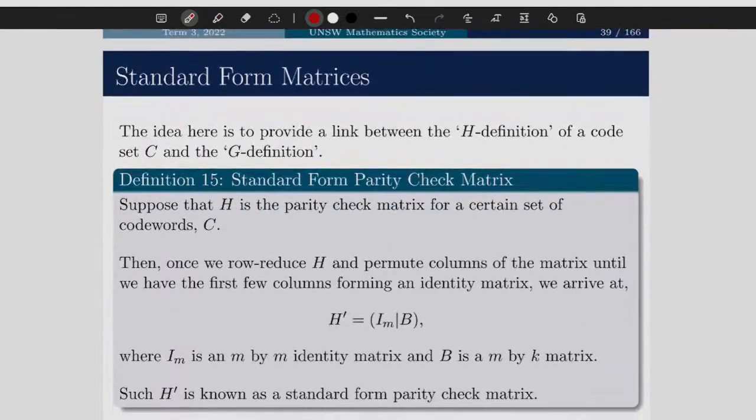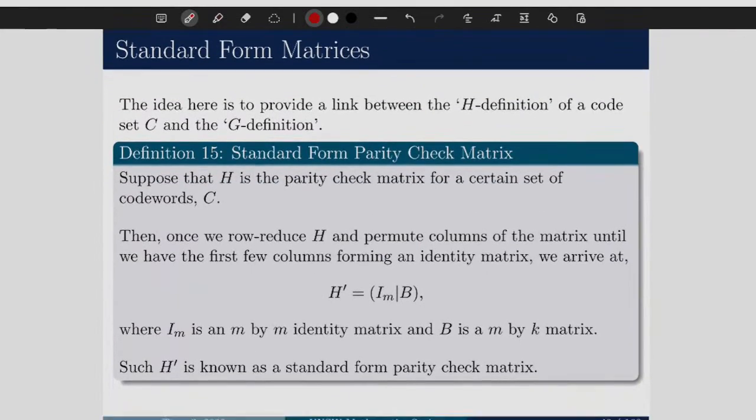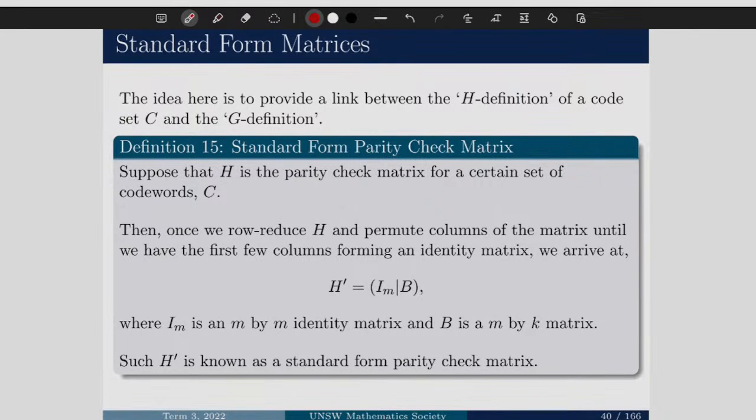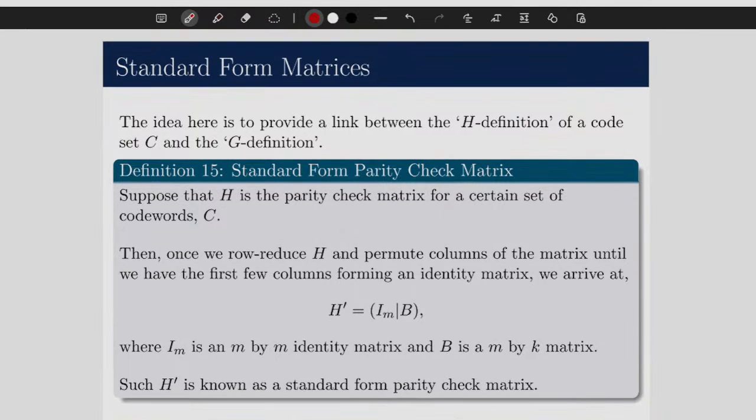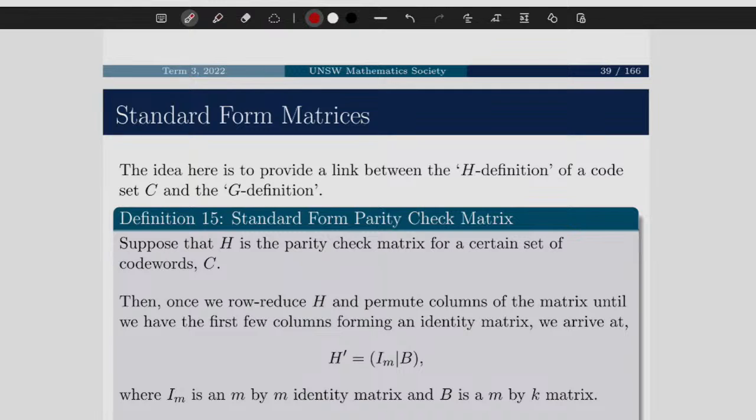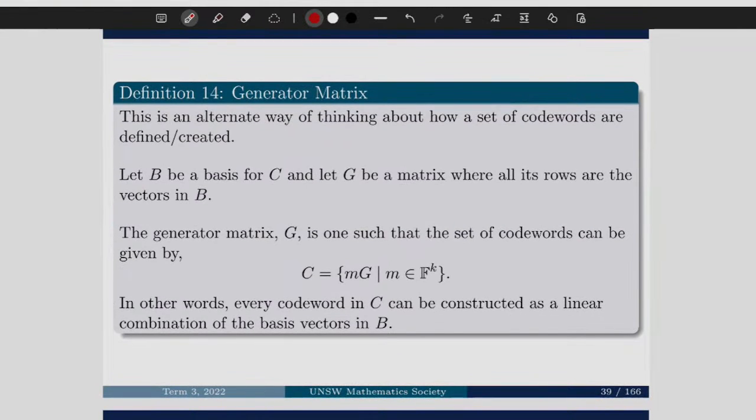But before that, standard form matrices. So we know generator matrices, we know parity check matrices, and they're both valid interpretations or depictions of how a code word can be defined or created. So if I have multiple interpretations, instinctually as mathematicians, we just go, oh, how can we form a relationship between these two, right?